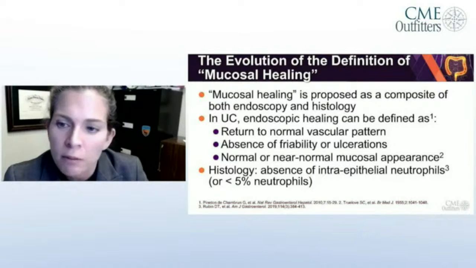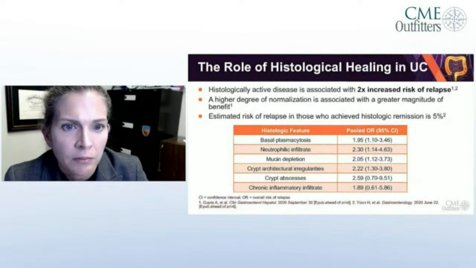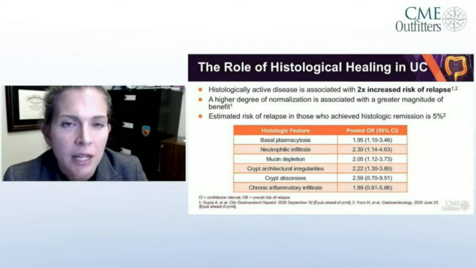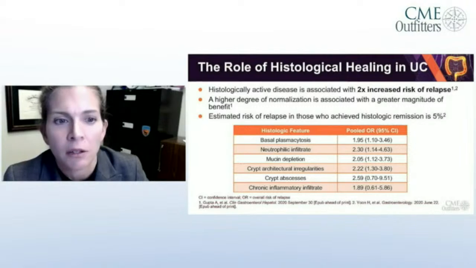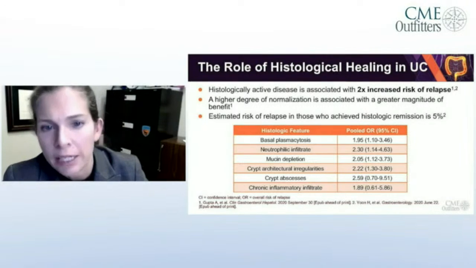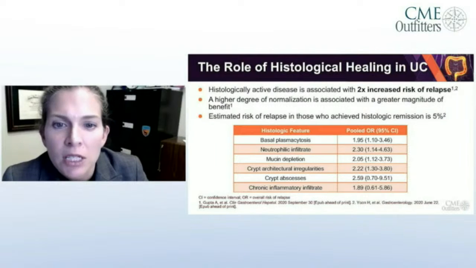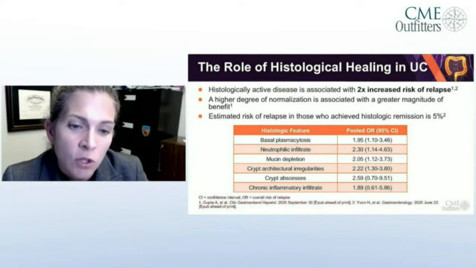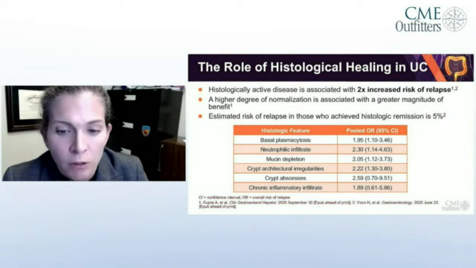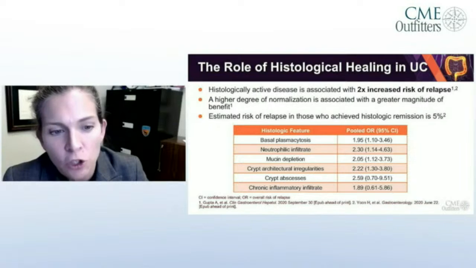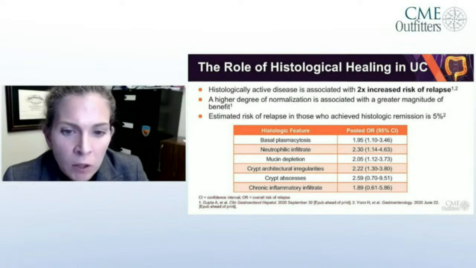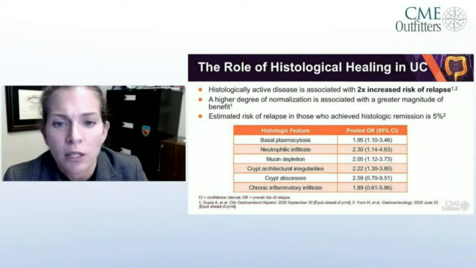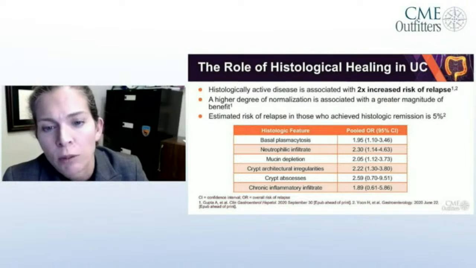I'd like to focus a little bit more on the histology aspect. One of the things we do know is that if someone has histologic healing, that is an incredibly good prognostic indicator. They are much more likely to stay healed, to stay in remission. Histologically active disease is associated with a twofold increased risk of relapse. There were two very nice meta-analyses published recently that looked at histologic features. As you can see in this table, particularly things like neutrophilic infiltrate and crypt abscesses were really associated with an increased risk of relapse when present.